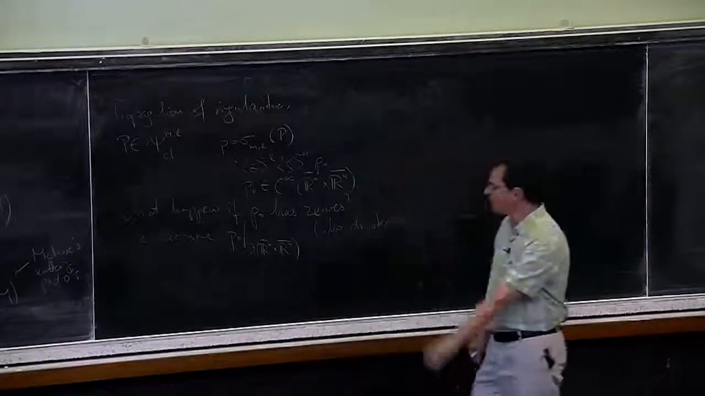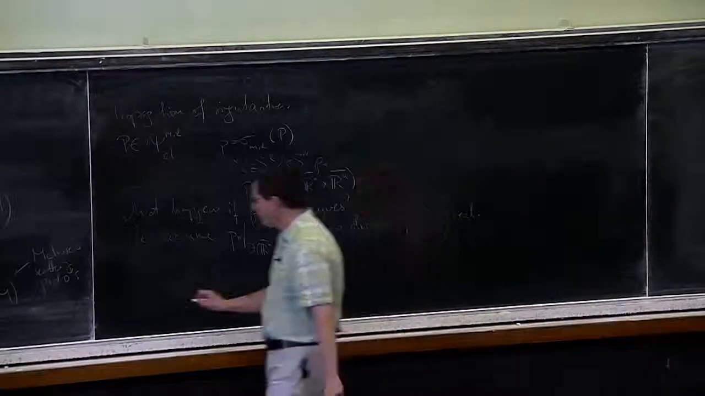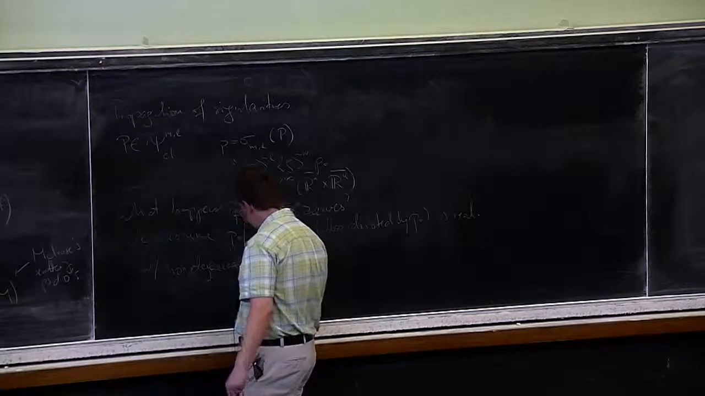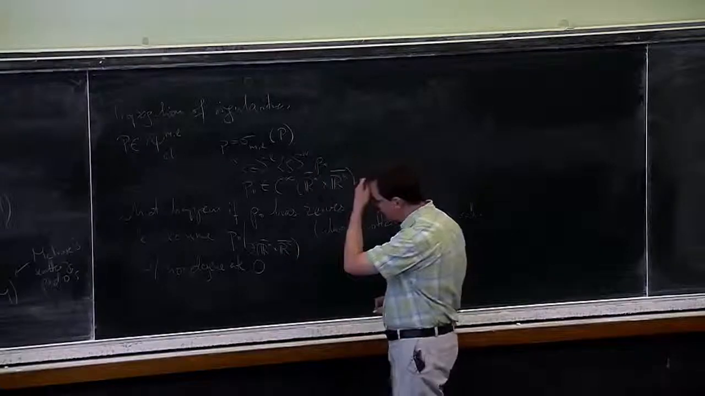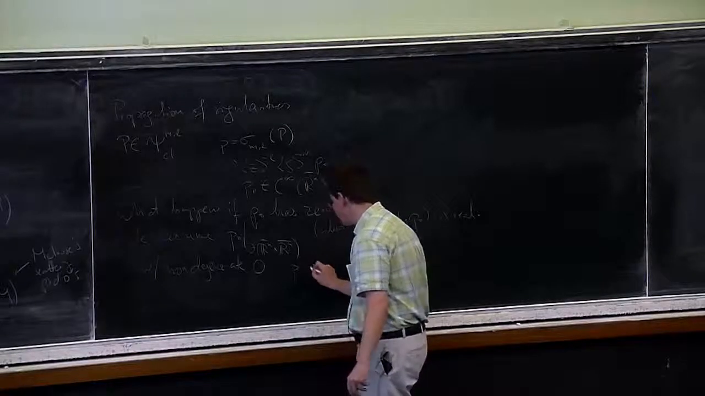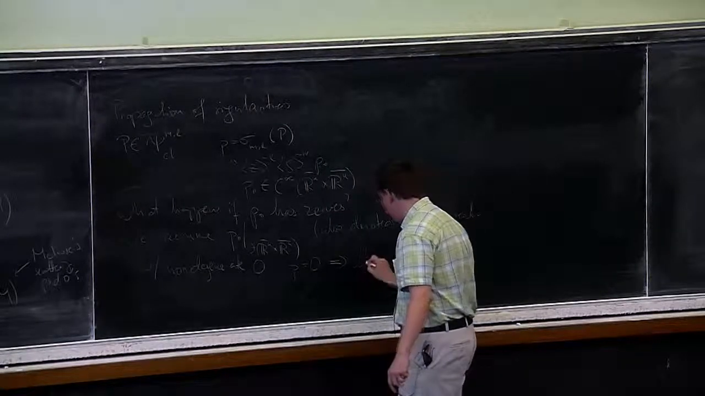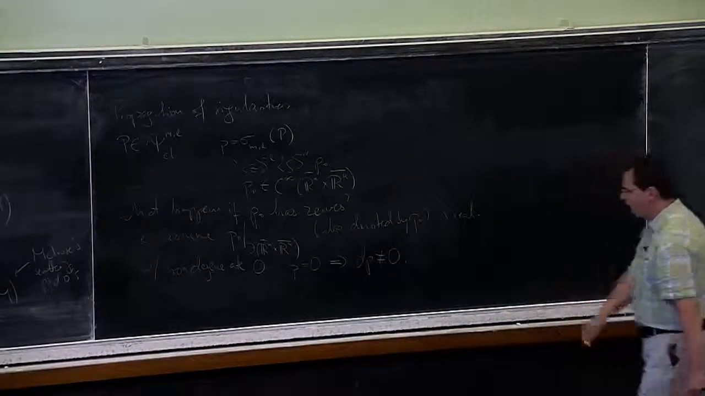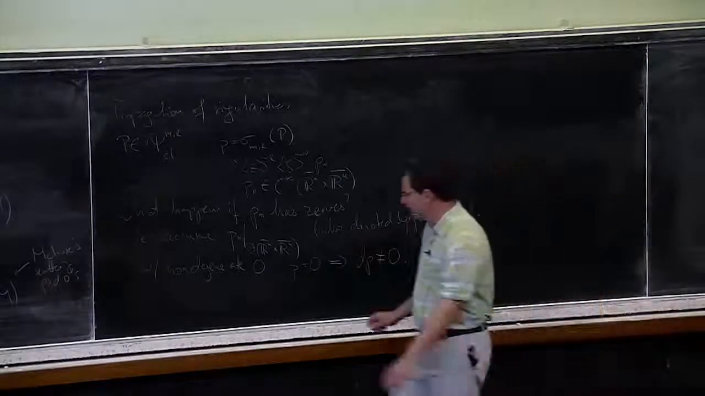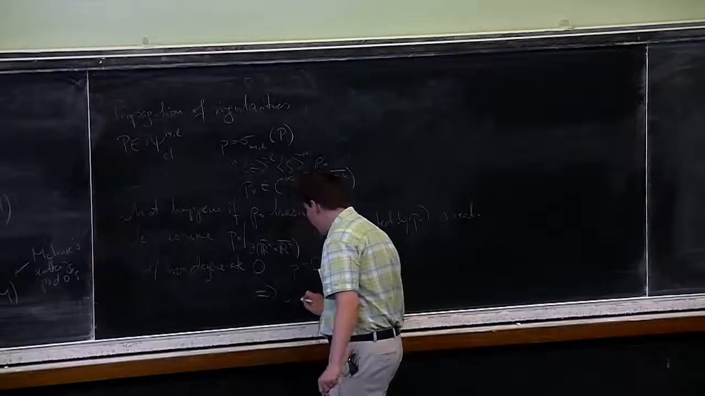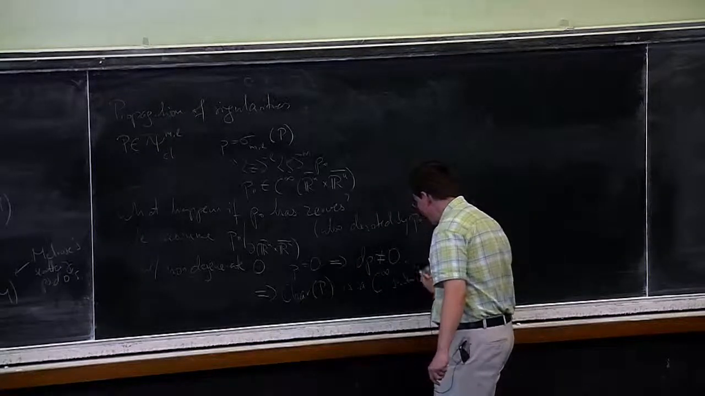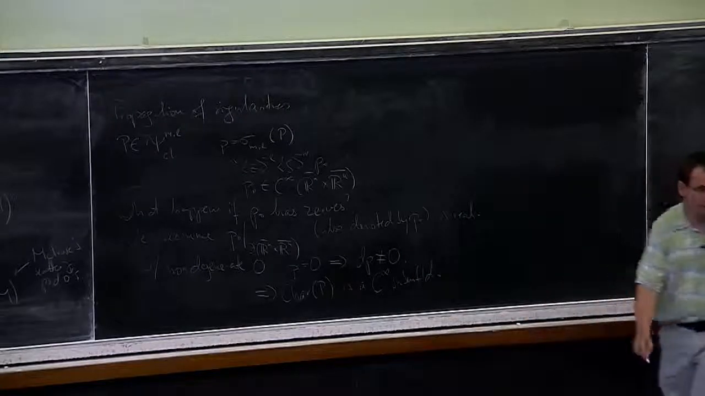So then the best case scenario is that this has a non-degenerate zero. What does this mean? Essentially, what you want is that P equal to 0 implies that dP is non-zero. And so this implies that the zero set, which is the characteristic set of P, is a smooth submanifold.